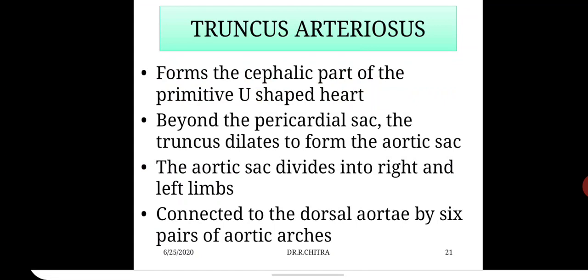Truncus arteriosus is the cephalic end of the primitive U-shaped heart. If you see beyond the pericardial sac, the truncus dilates to form the aortic sac. Truncus arteriosus is now continuous with the aortic sac. The aortic sac will be divided into right and left limbs, which will be connected to the dorsal aorta by the 6 pairs of aortic arches.